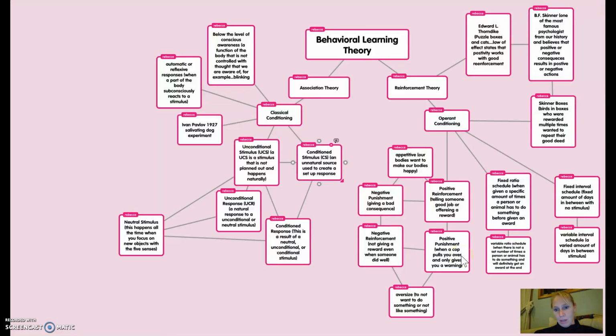Positive punishment. My way of defining positive punishment would be you get pulled over by a cop, and that's punishment within itself because it's embarrassing. But they only give you a warning. So it's kind of positive because you didn't get the negative effects, the negative consequences of getting pulled over. You didn't get a ticket and had to pay like $300-400.